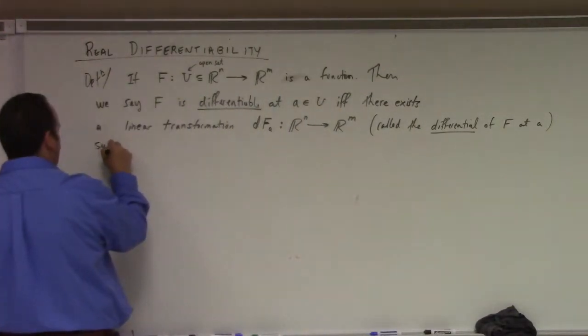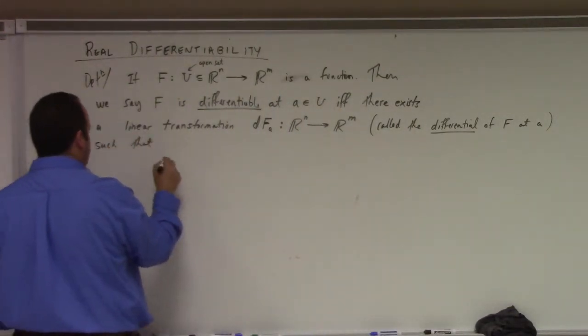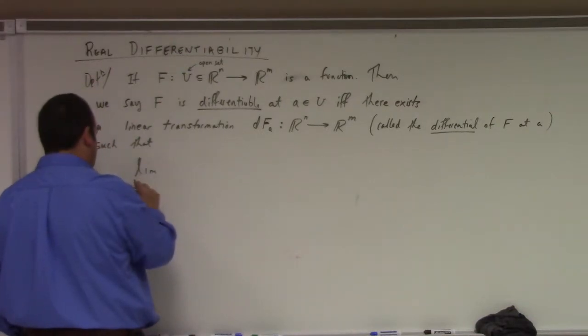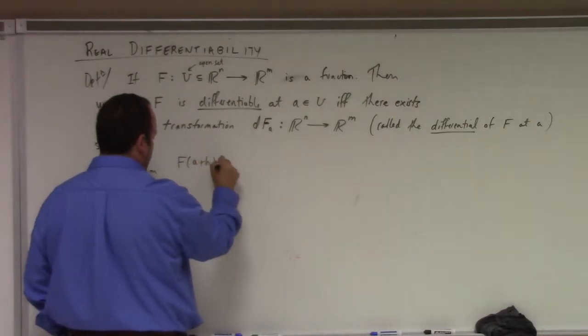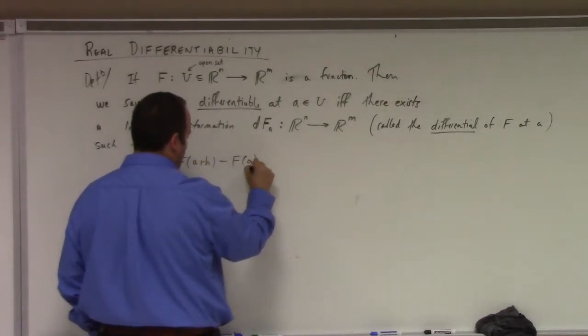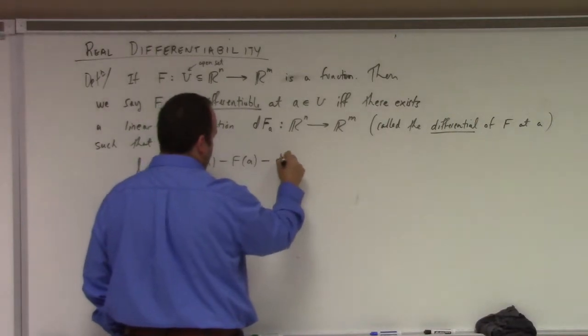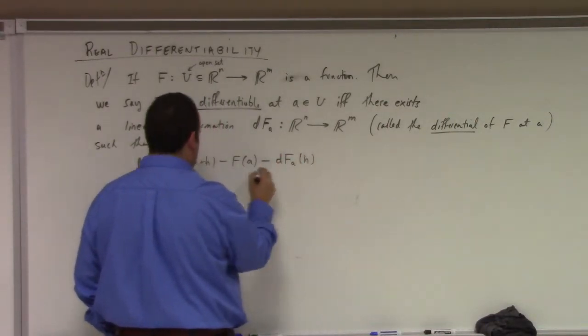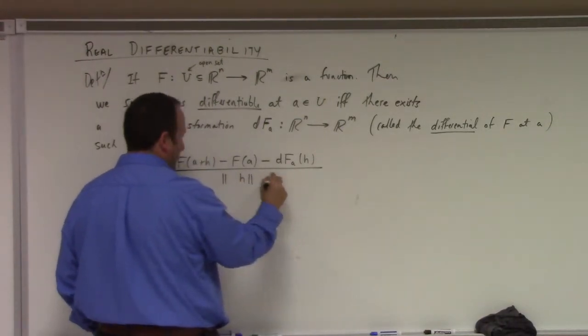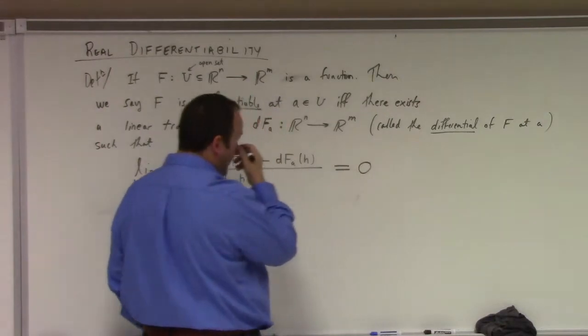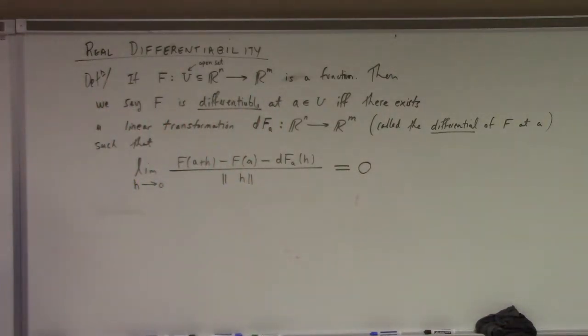such that the limit as h goes to 0 of f of a plus h minus f of a minus the differential of f at a acting on h, all divided by the norm of h, is equal to 0. This is what it means for a function from R^n to R^m to be differentiable at a point.